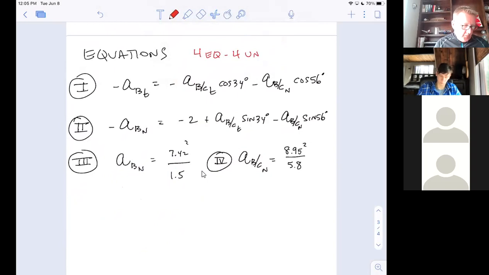So 7.42, after you turn your calculator on, 7.42 squared divided by 1.5 is 36.7. Notice I rounded 7.42 and now I'm rounding this yet again. So I'm going to be off a bit. I know that and I don't care. I'm just trying to get the idea. 8.95 squared, this one works out to be 13.81.